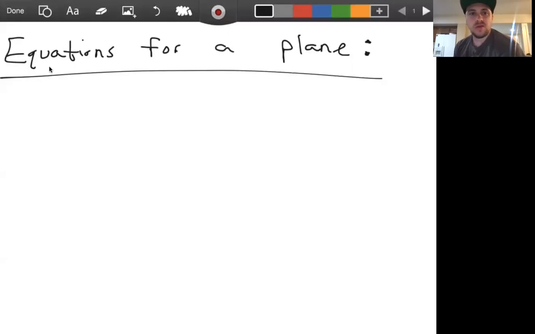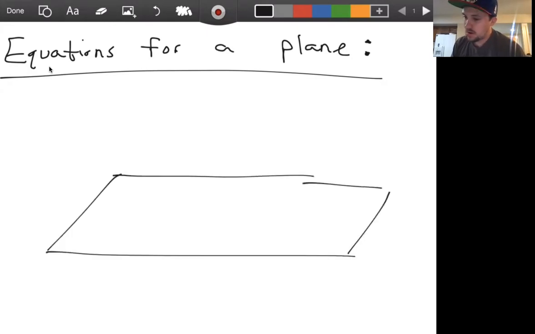We're going to pick up where we left off last time and now go through a similar construction, but this time for equations of a plane instead of equations for a line. So let's get an idea of the geometry going on here.